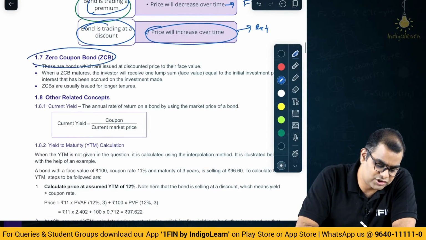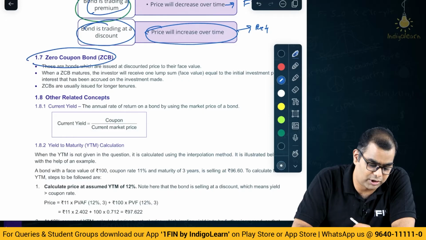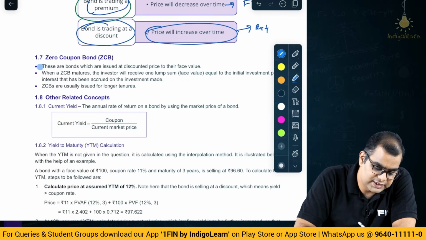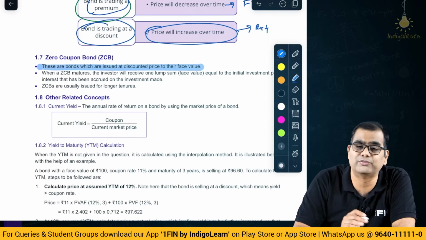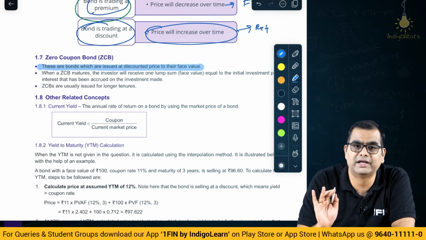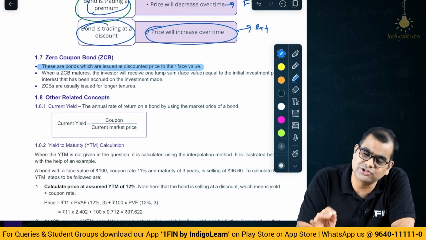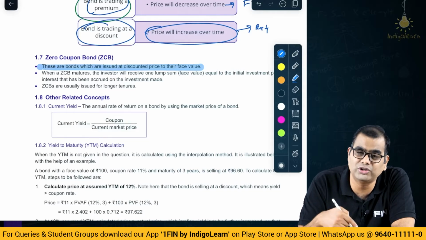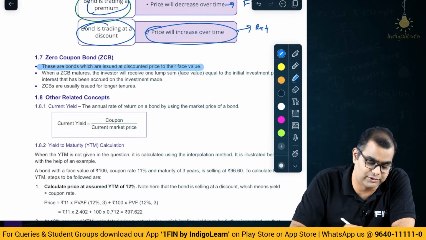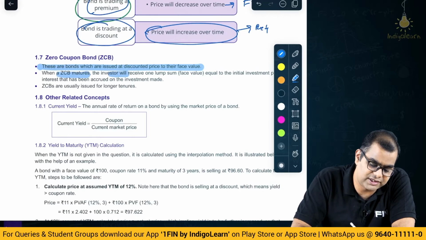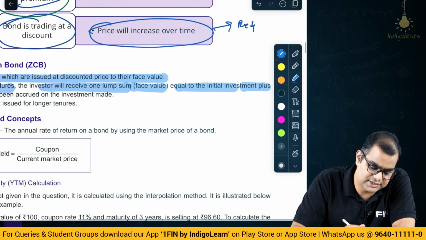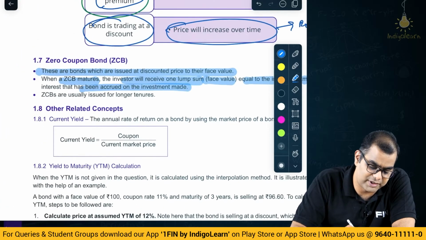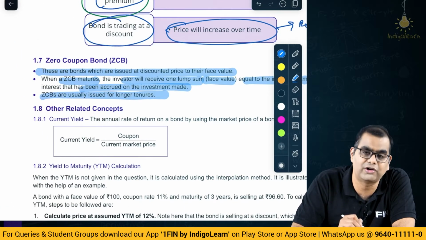Now, there is something called a zero coupon bond. What is a zero coupon bond? These are bonds which are issued at discount to face value. Basically, there is no coupon. So, there is no coupon, it is just 1000 rupees, or 100 rupees is the face value, and it is issued at a discount. So, the interest accrues on the discounted value. When a ZCB matures, the investor will receive one lump sum which is face value equal to the initial investment plus interest that has accrued on an investment made. ZCBs are usually issued for long tenure.